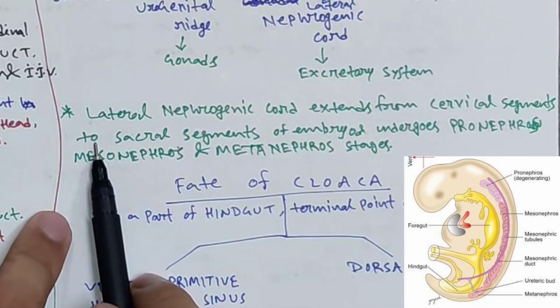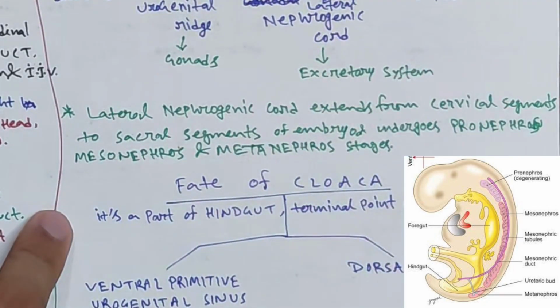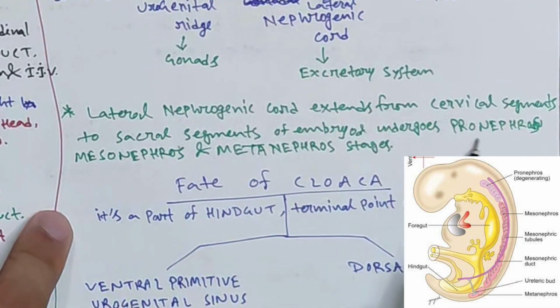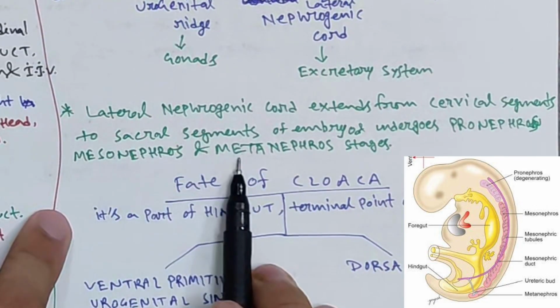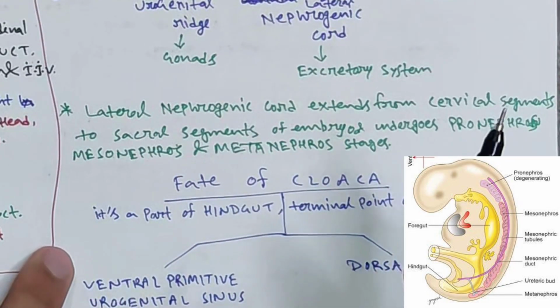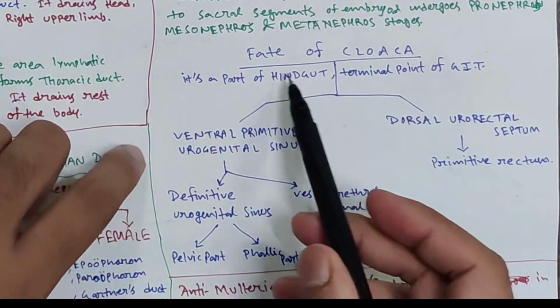The lateral nephrogenic cord extends from the cervical segment to the sacral segment of the embryo, and it undergoes pronephros, mesonephros, and metanephros stages. So what are these stages? I will talk about that later. Just wait. Now, for your extra knowledge point, I have to repeat a few things, like the fate of the cloaca.